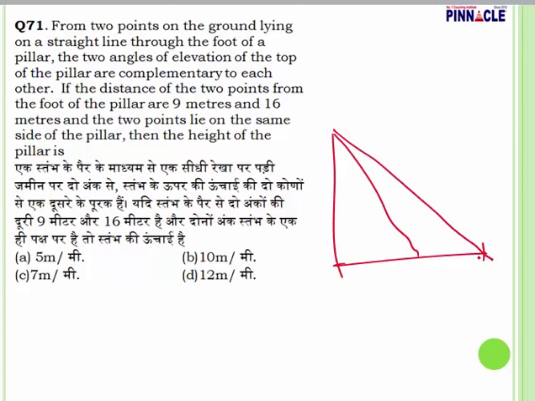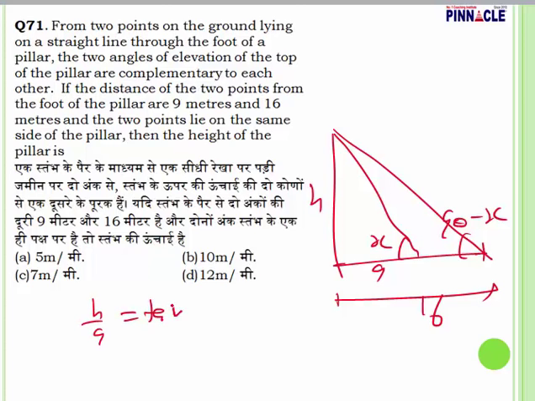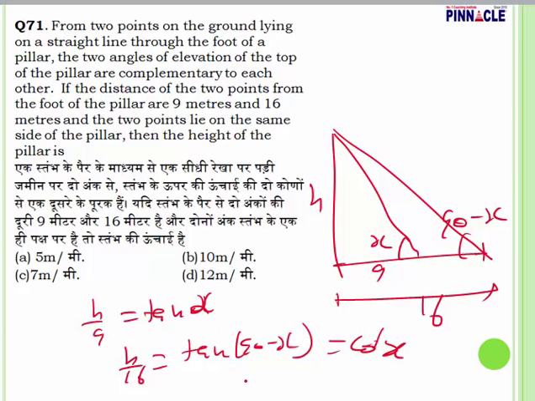This is one, and second is another 9 cm, and another is 16 cm. These are the two points, and the angles are complementary, meaning if this is X, then this would be 90 minus X, and we have to find the value of H. So H by 9 is equal to tangent X, and H by 16 is equal to tangent 90 minus X, that is equal to cot X.